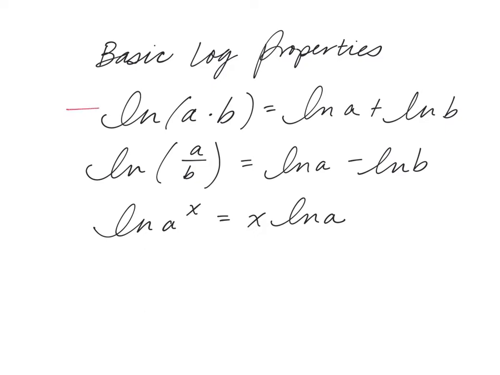Number one, if you take the log of a product, you can separate those through addition by taking the natural log or the regular log, log base 10 or log base anything, of the two separately and adding them together. So the natural log of the product A times B is the same as the natural log of A plus the natural log of B.